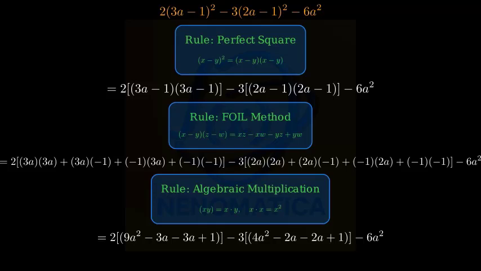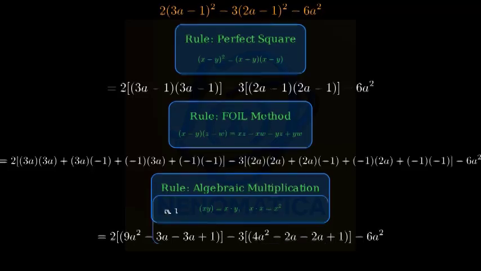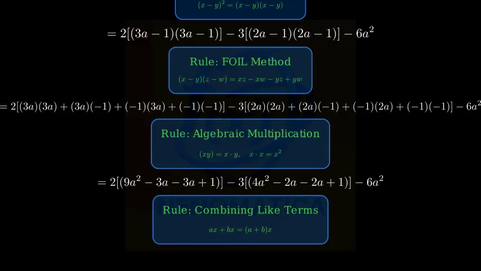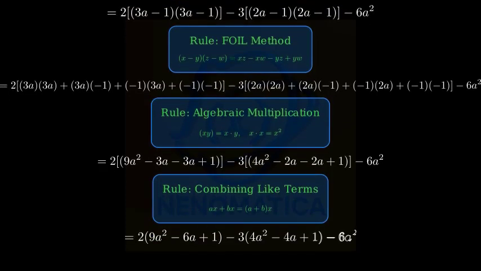Let's now combine like terms within each parenthesis. We'll add or subtract similar terms to simplify the expressions further. This results in 2 times the quantity 9a squared minus 6a plus 1, minus 3 times the quantity 4a squared minus 4a plus 1, minus 6a squared.